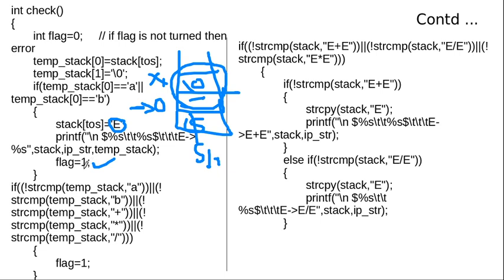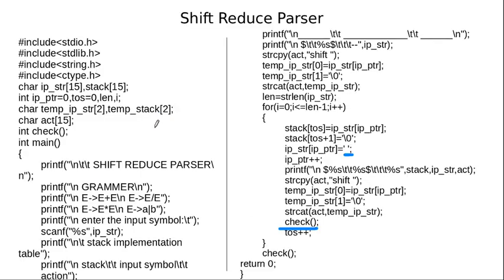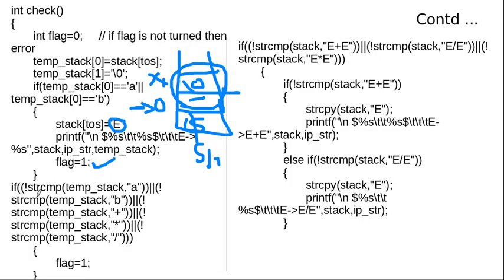Okay, and now observe. When you compare the stack with the entire string, what are the possibilities with respect to terminals according to our grammar? It may be A or B or plus or star or bar. Okay, so I am going to compare it.